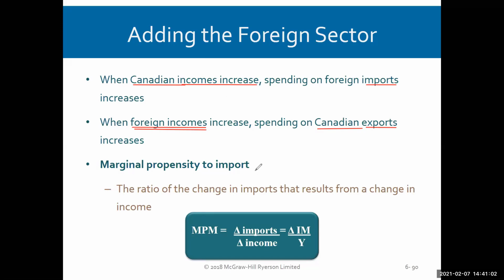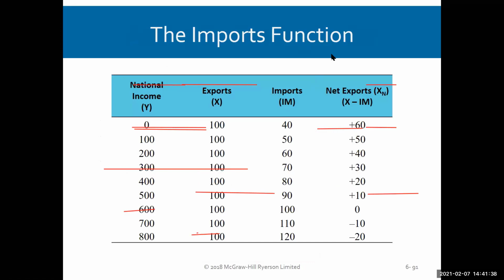But first, the autonomous component is hugely influenced by something called the marginal propensity to import. Very similar in concept to the marginal propensity to consume, the marginal tax rate, the marginal propensity to expend. This is just the marginal propensity to import. And it's the change in imports resulting from a change in income. So we write it as MPM, and we just say here, delta IM, change in imports, over change in income is the marginal propensity to import. And it's going to influence the induced component of our import function.